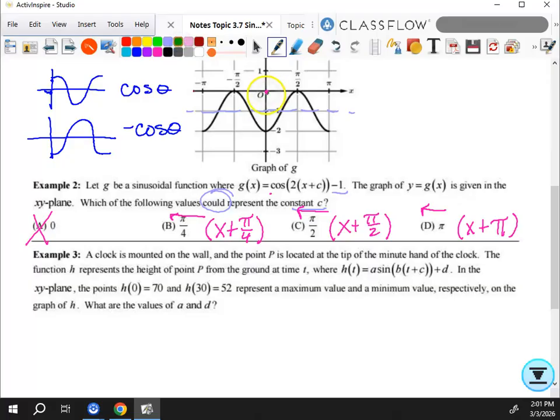So if I start here, this says I would go to the left pi fourths. I would end up right there. That's not on my graph, so I don't like that one. Plus pi halves means I go to the left. Honestly, I could go to the left pi halves or I could go to the right. It really could be either one of them. But when I go to the left pi halves, not only am I on my graph, but it makes the little cosine curve that I would expect. So I really like C, but we're going to check D. So I'm here, and I move to the left pi. That puts me right here. Now, if there was a reflection, then that would work, but there's not a reflection, so I don't like that one. Makes my answer C.